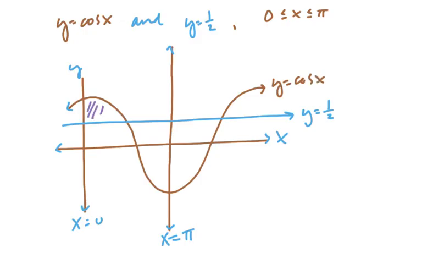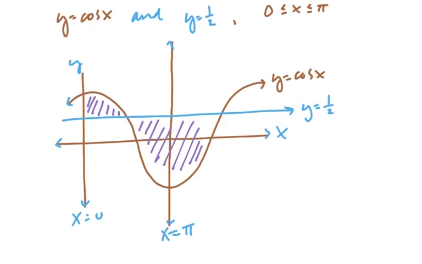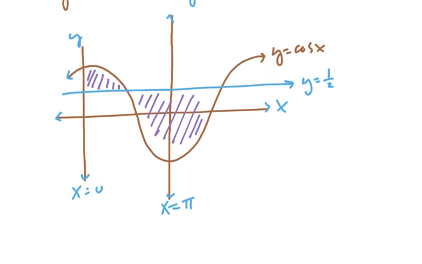And the purple shading is the area between the curves. So we're going to have to do two integrals because in one of them, the brown curve is on top, and in the other one, the blue curve is on top. So we've got to find this point of intersection right here. We set them equal to each other. Cosine of x equals 1/2.